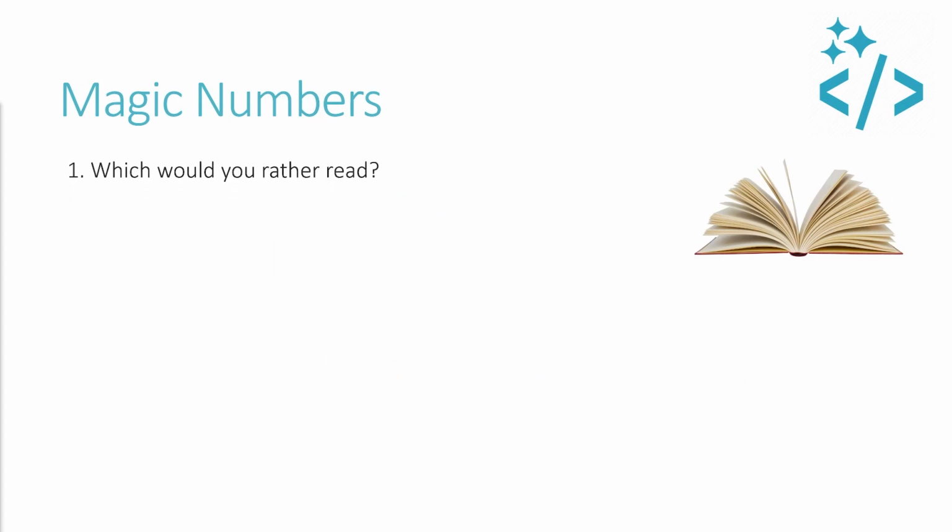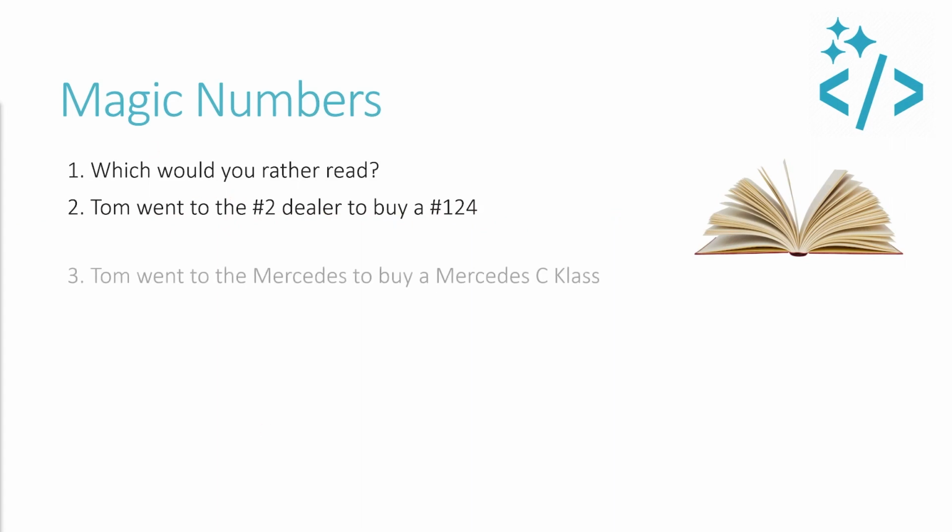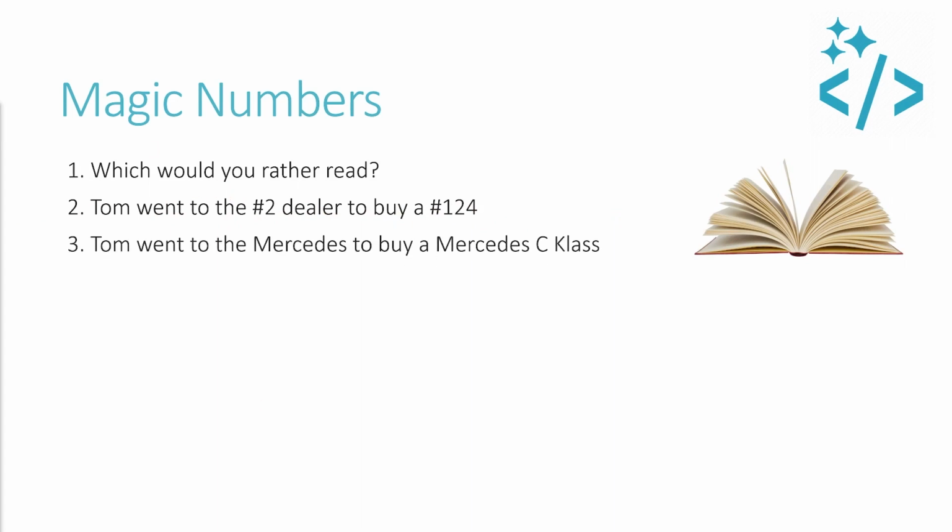Speaking about magic numbers, we have, for example, this sentence here: Tom went to the number 2 dealer to buy under 42. This is not very readable. We should be able to have clear names instead, and this makes the code much more readable.